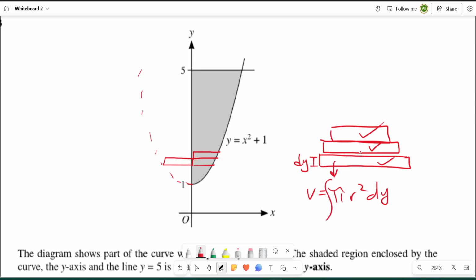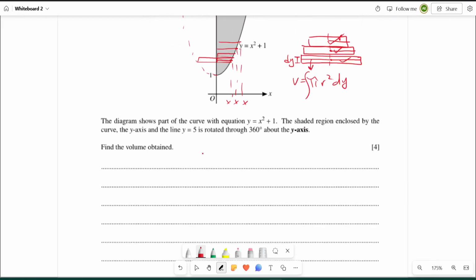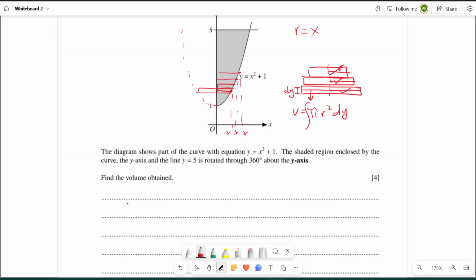What is going to be my radius? My radius, basically, this is the radius of the disk, right? This is the radius of the other disk. So this is the radius of the third disk, right? So the radius is basically my x values. So my radius is going to equal x, right? So over here, I need to find the expression for x first. So I know that y equals x squared plus 1. So I can move that 1 to the other side and square root. So x is going to equal square root of y minus 1. That is the expression for x, and that is going to be my radius.